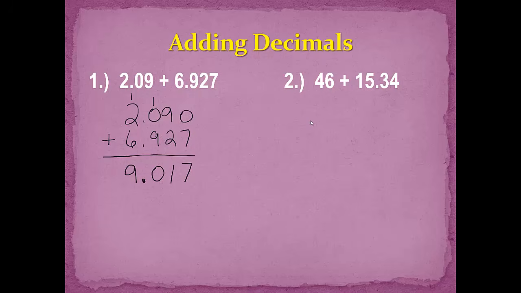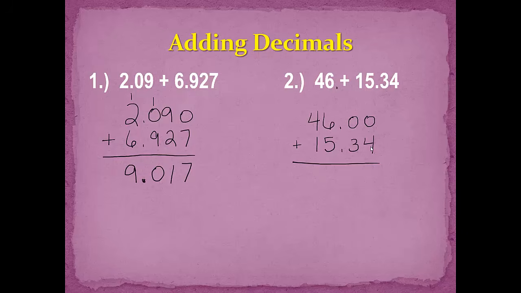For number 2, I have 46 plus 15 and 34 hundredths. 46 is a whole number, so we do not have to write a decimal with it. When we are adding our decimals, we need to put a decimal in so we make sure that we line them up. A decimal in a whole number is at the end. So I have 46, and then my decimal would be at the end. This will help us get the second number lined up. So then I have plus 15.34. I do not have anything above the 3 and the 4, so I'm going to add in my zeros. Notice our decimals are now lined up.